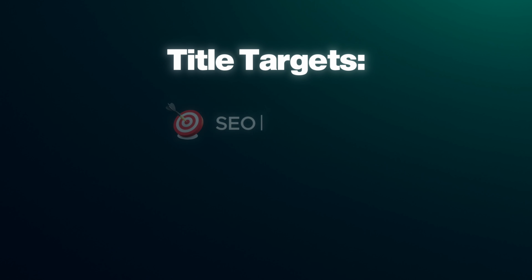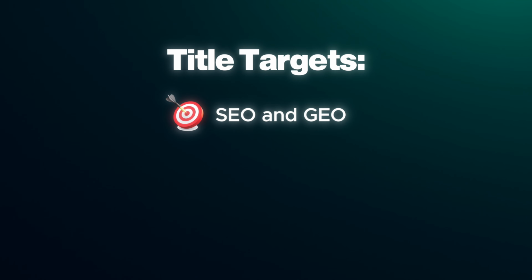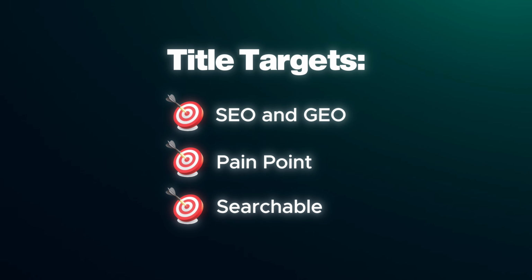To fix this, you need to first target search engine optimized and generative engine optimized focused, pain point based, searchable titles. What I mean by that is you need to be discoverable not just on YouTube, but anywhere your buyer searches for very specific problems. This includes Google and various AI tools as well. If your video clearly solves one of those problems, it gets surfaced as a trusted resource.